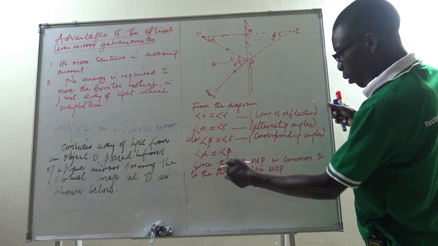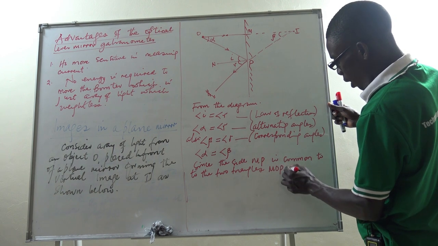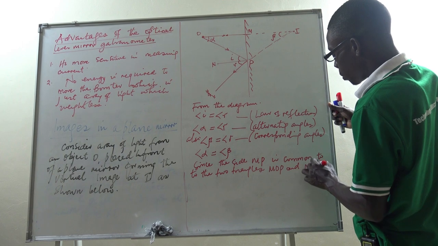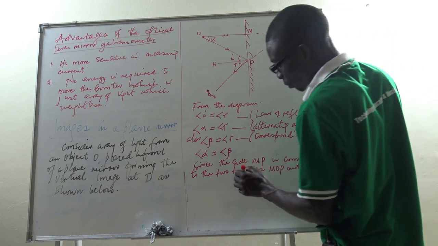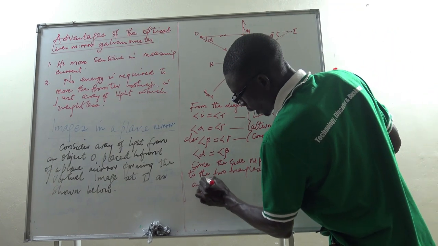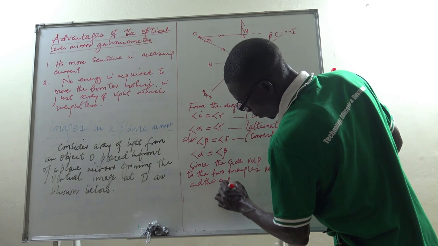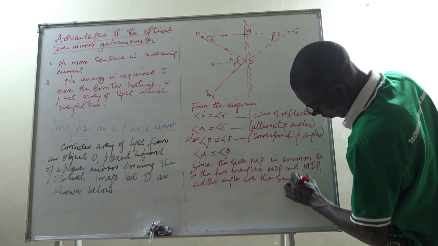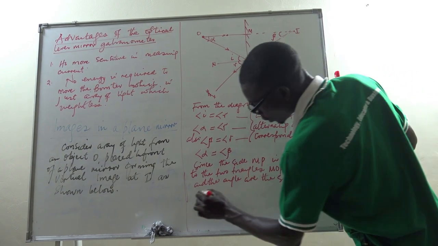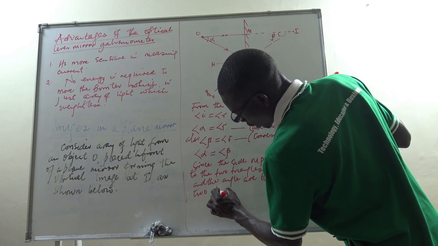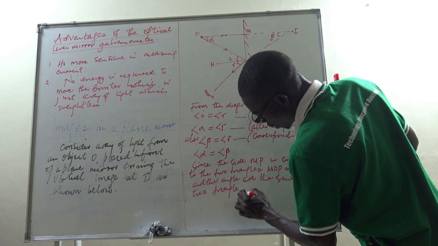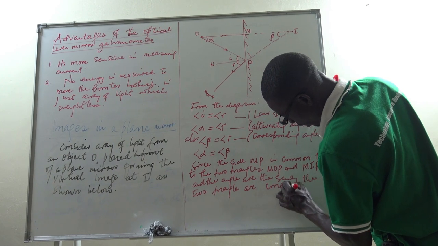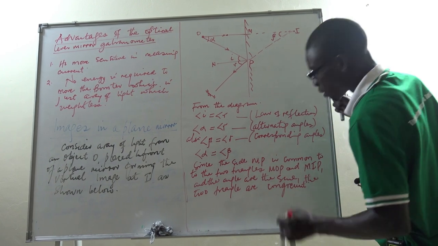MOP is common to the two triangles, MOP and MIP, and the angles are the same. The two triangles are congruent, or equivalent triangles, isn't it?